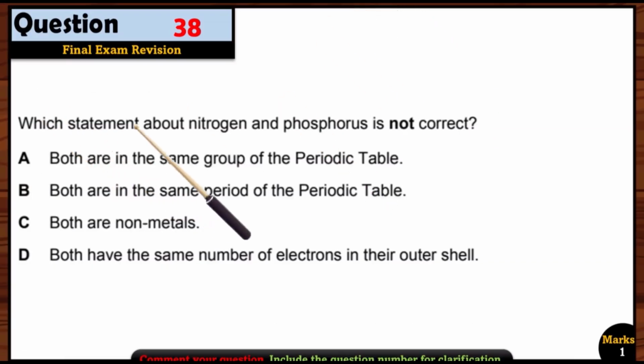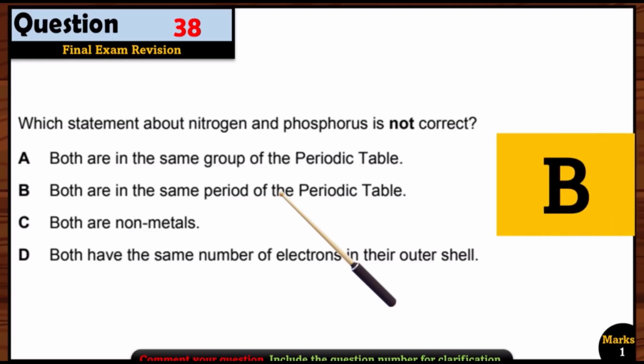Question 38. Which statement about nitrogen and phosphorus is not correct? Both are in the same group of the periodic table. If you see nitrogen and phosphorus, they both belong to the same group, that is group 5. So that's right. Both are in the same period of the periodic table. That's wrong. If they are in the same group, they cannot be in the same period. So that's why option B is the right option here.